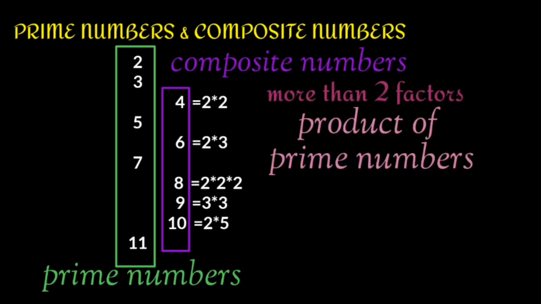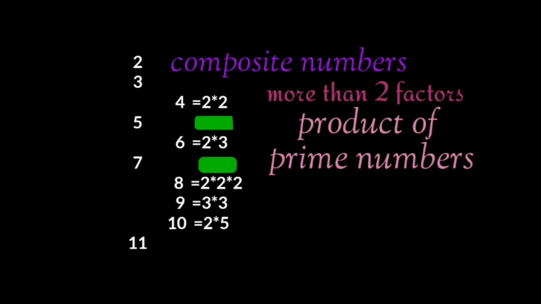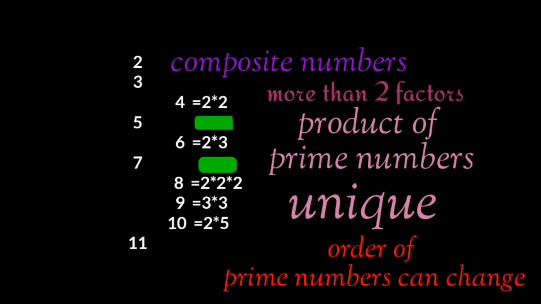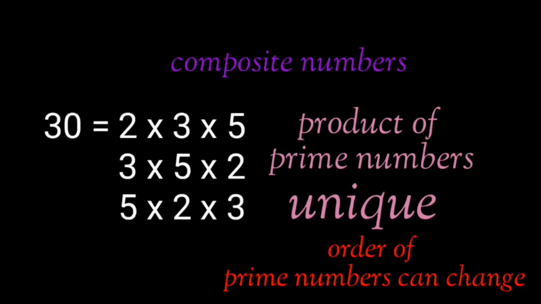When we look at 4, it is written as 2 into 2. 6 is written as 2 into 3, where 2, 3, etc. are prime numbers. And they are unique. Unique means 4 can be written only as 2 into 2, or 2 into 2 is always 4, and 6 can be written only as 2 into 3, or 2 into 3 is always 6. That is unique. But the order in which we write the numbers could change. That is, the factors of 30 are 2, 3 and 5. We could write it as 2 into 3 into 5, or 3 into 5 into 2, or 5 into 2 into 3. In all these cases, when we multiply the three factors, we get the number as 30.